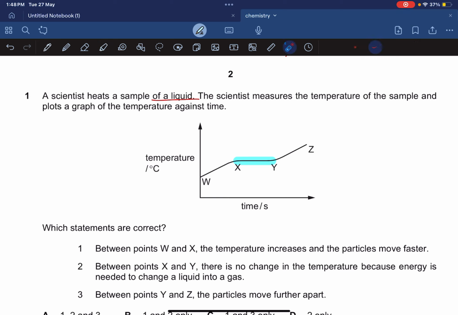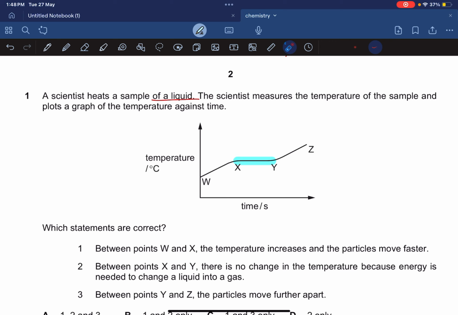The temperature line has become flat. The temperature has become constant. There's a constant value for temperature, though the time is increasing. From over here, for example, 20 seconds to 30 seconds, time is increasing, but temperature is not increasing. Why? Because the state of the substance is changing. For sure, the substance is a liquid initially, so now from X to Y, the substance has basically changed from a liquid to a gas.